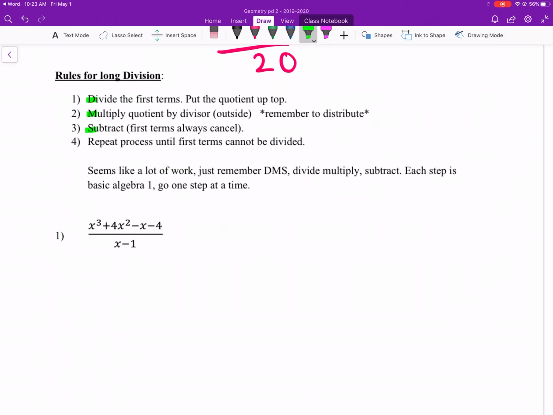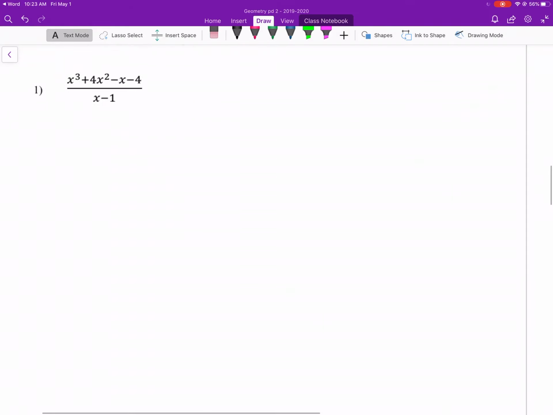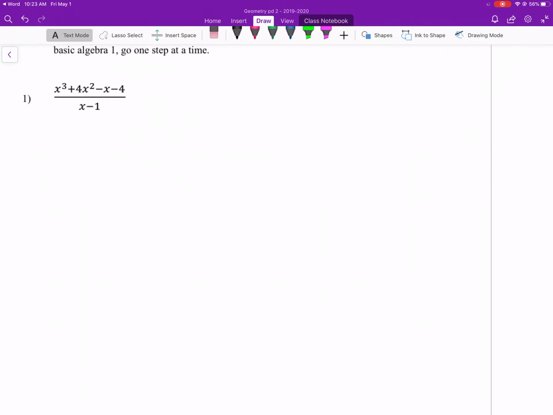Please remember that. It seems like a lot of work. Just remember DMS: divide, multiply, subtract. Each step is basic Algebra 1. Go one step at a time, and it's doable. I'm telling you, even when I teach this in person, students initially are like, what is happening? Just stick with it, and you'll be fine. The first one's going to look weird, trust me.